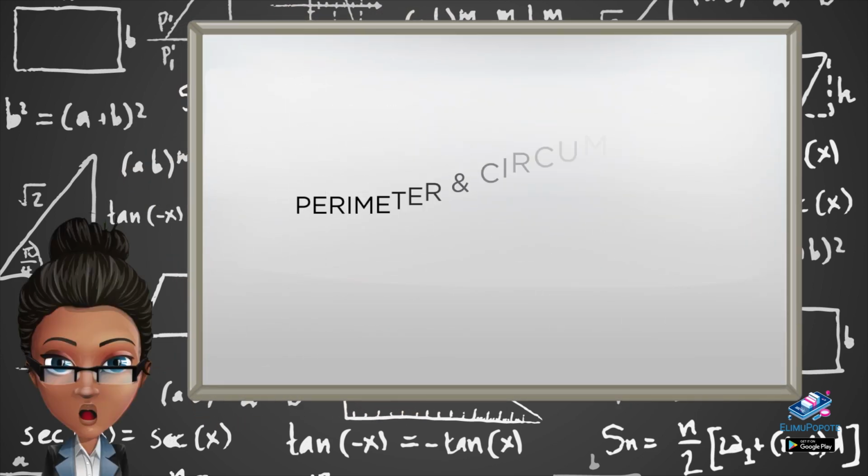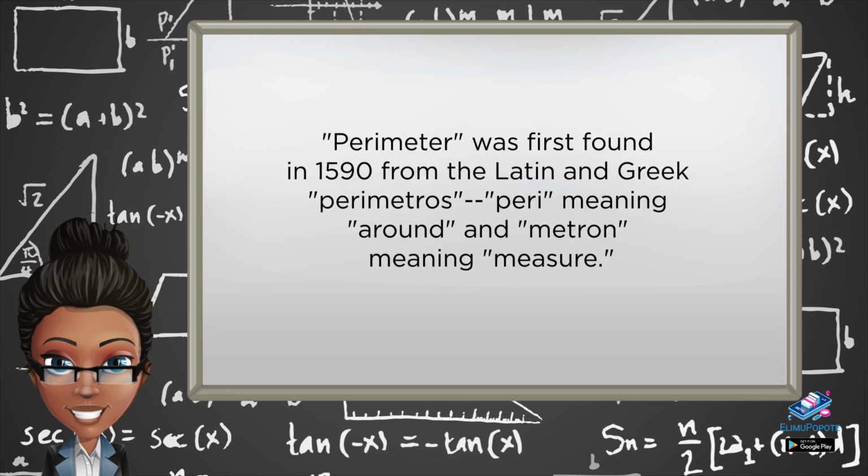Perimeter and circumference. What is perimeter? Perimeter was first found in 1590 from the Latin and Greek word perimetros. Peri meaning around, and metron meaning measure.